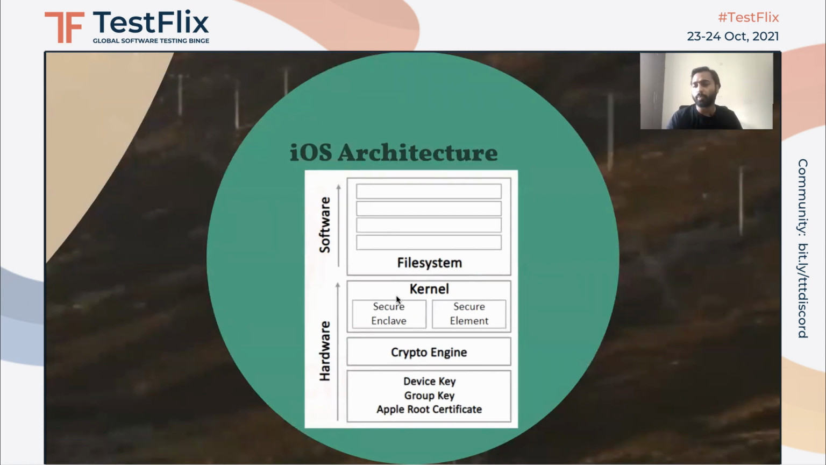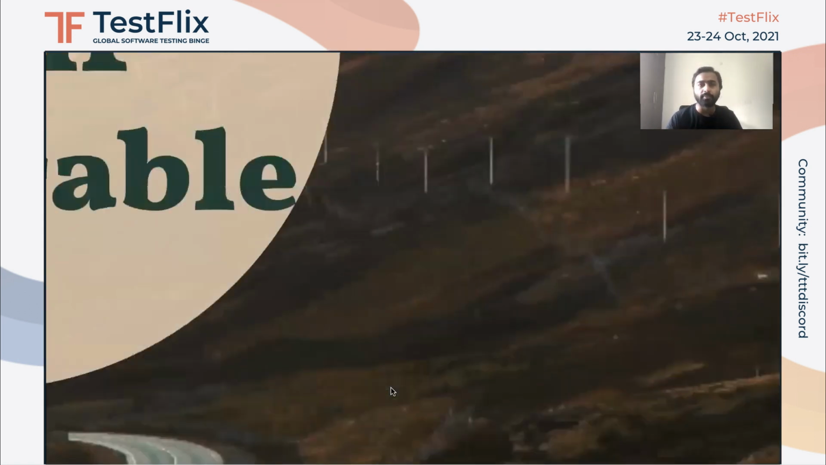The kernel will come into play. There is a crypto engine, and then there is the device key, group key, and Apple root certificate, which combine to form the hardware part of the whole operating system.